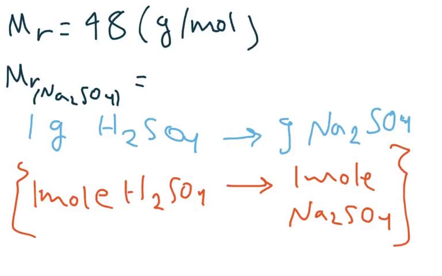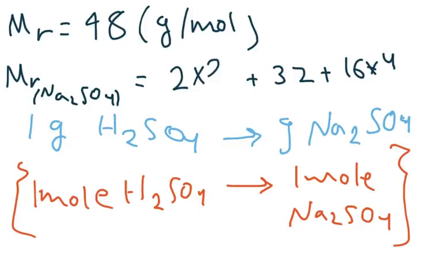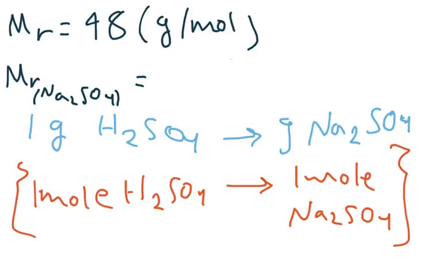So Mr Na2SO4 is equal to 2 Na's plus 32 plus 16 by 4. I forgot how much Na weighs, so I am going to have to go back to the periodic table. So that's almost 23. Okay, so I'm just going to wipe this down to write the final answer, which would be 142 grams per mole.